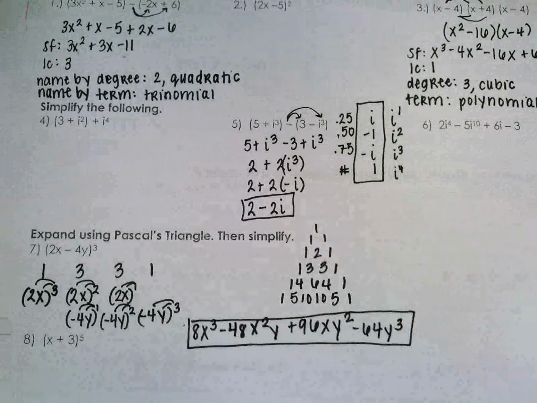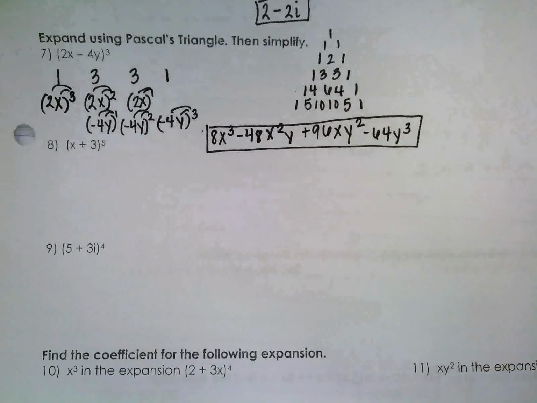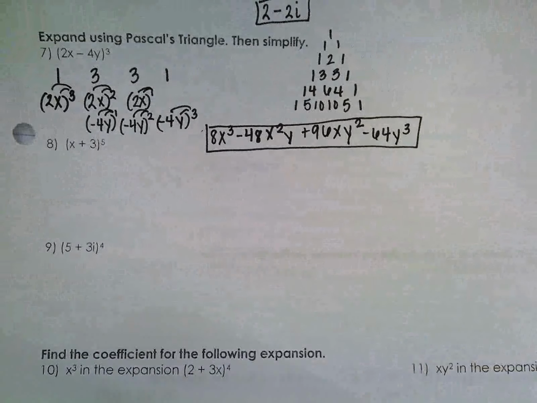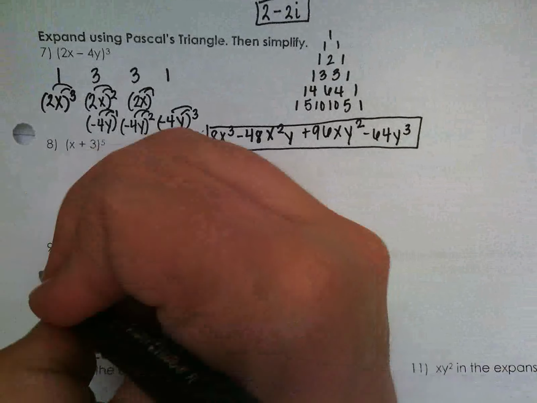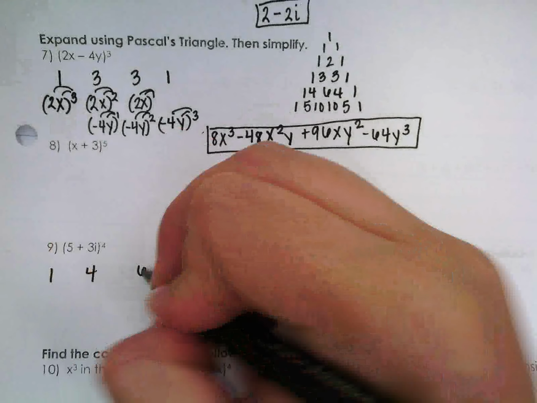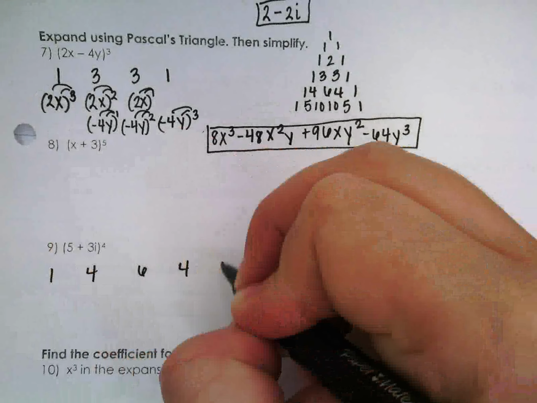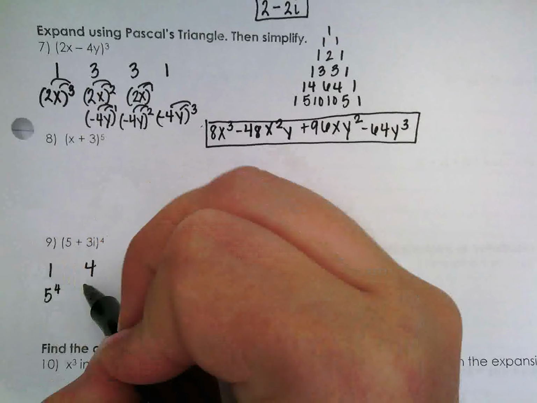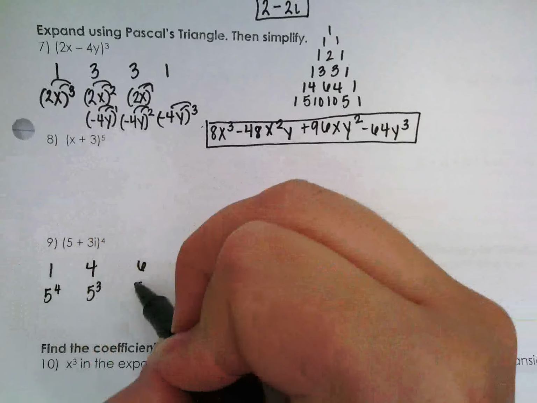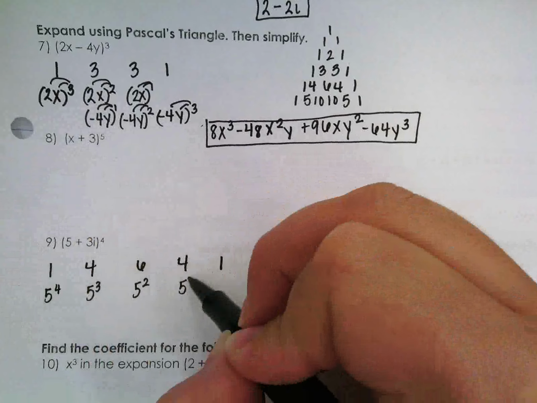All right, on number 9, the only difference is that we are using Pascal's triangle, but now we have it with i. So same process. I'm going to start off with a 4. So I've got 1, 4, 6, 4, 1, following Pascal's triangle. And then I'm going to start off with a 5, and we're going to raise that to the exponent and go down in decreasing order.